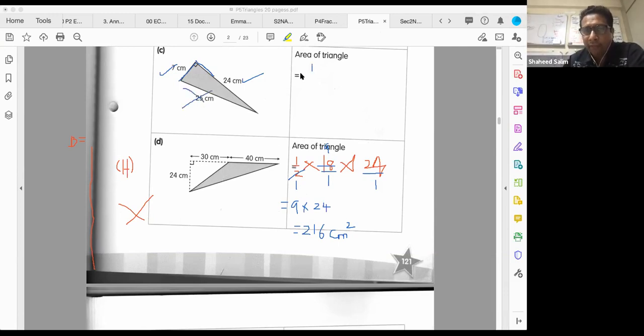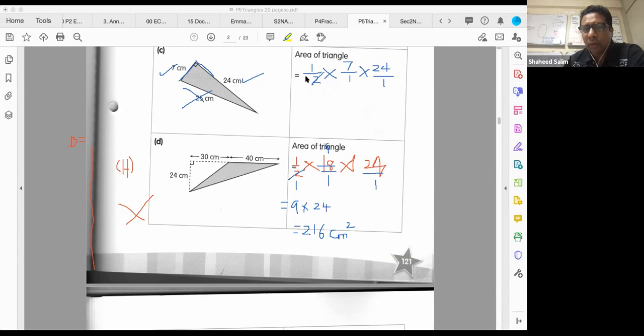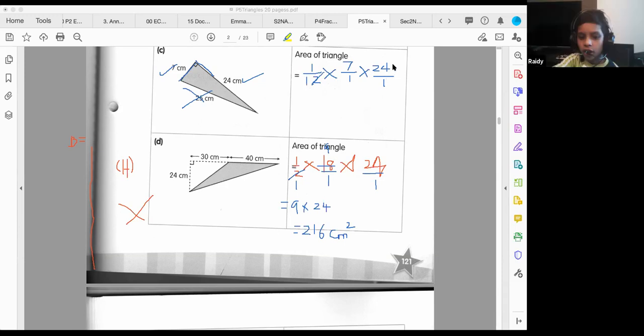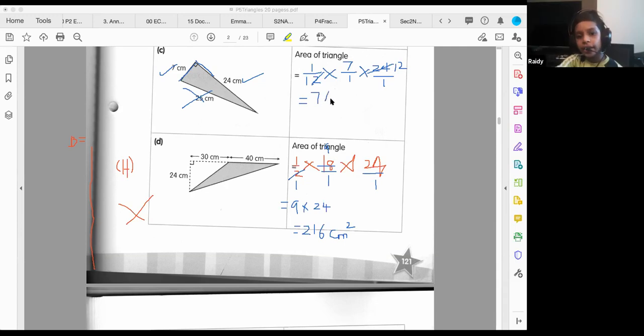So how? Just take half times, you can put the 7 here, no problem, times 24. Then how to cancel? The 2, 2 divided by 2, you get 1, and then the 24, divide by 2, get 12. Then your answer is 7 times 12. What's your answer? 7 times 12 is 84.